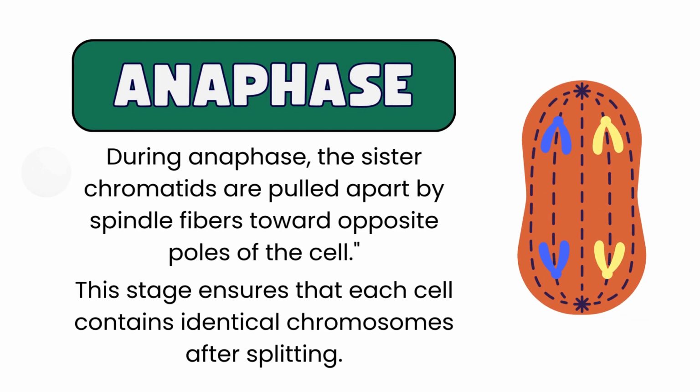Now we move to anaphase, a crucial moment of separation. The spindle fibers shorten, pulling the sister chromatids apart toward opposite ends of the cell. This ensures that each new cell will have an identical set of chromosomes. This phase is vital for ensuring that each daughter cell receives an identical set of chromosomes. Any errors in this phase can lead to uneven distribution of genetic material, potentially resulting in one cell having an extra chromosome or lacking one, monosomy.